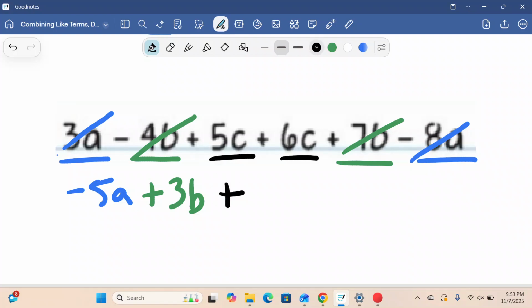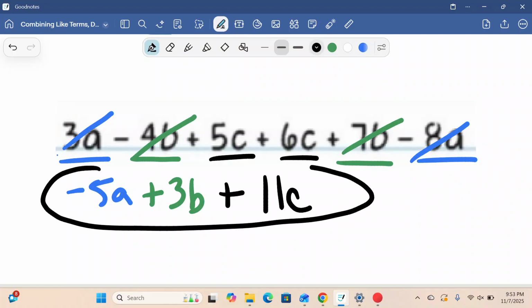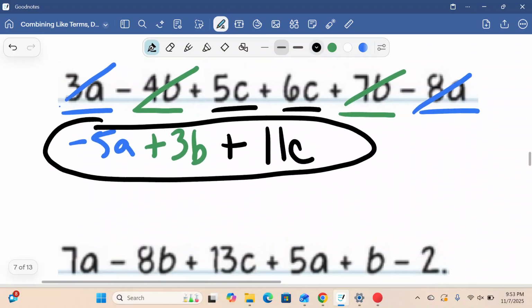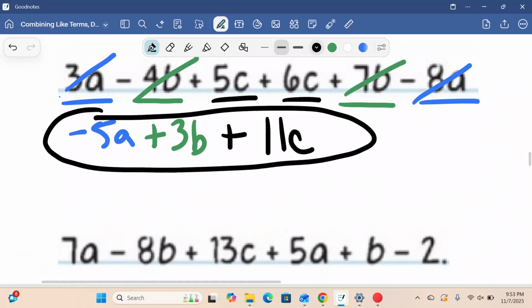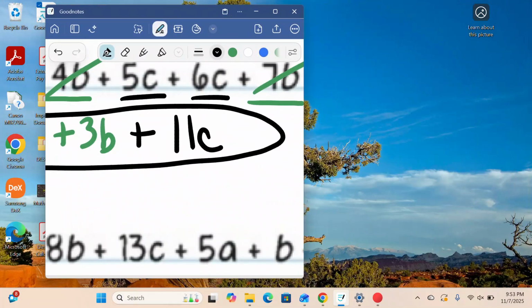So of course a positive 5c and a positive 6c is going to give me an 11c. Now I look at it and I have negative 5 apples, positive 3 bears, and 11 cats. Can I combine them any further? No. So this is a simplified form. So what I went over was very briefly on collecting like terms.